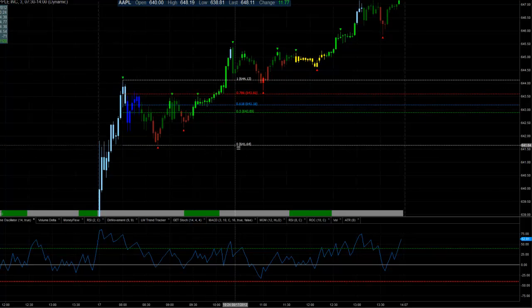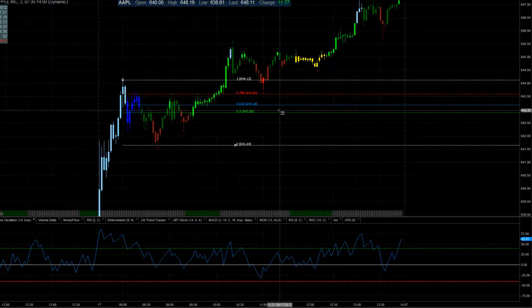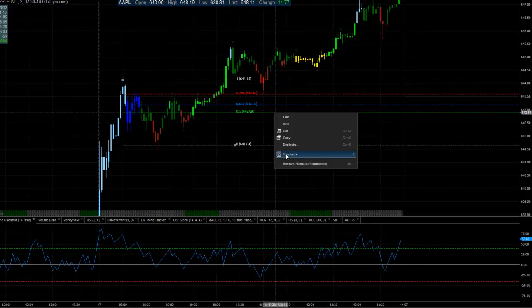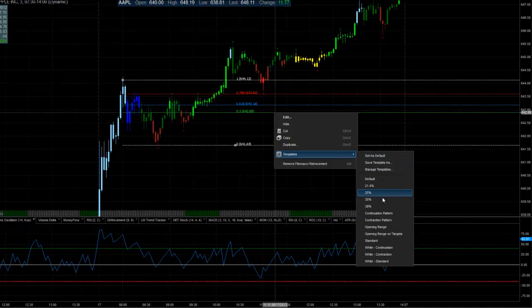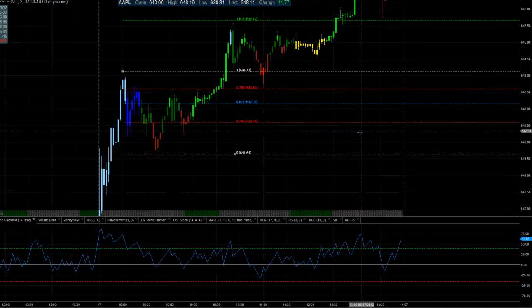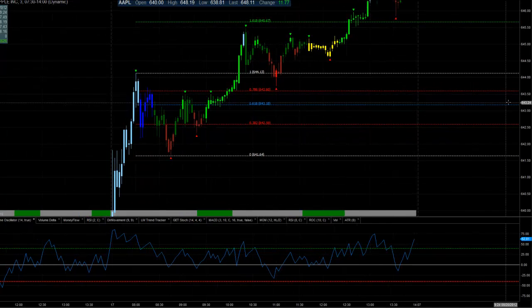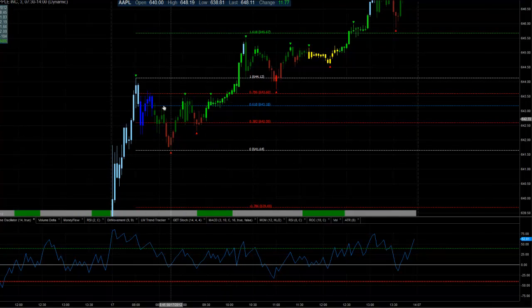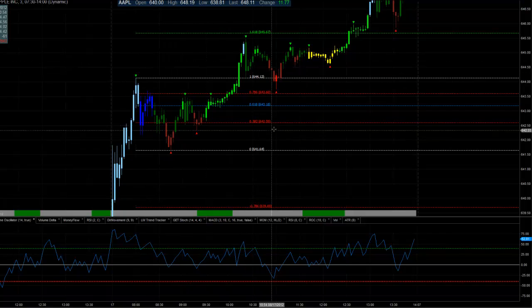And I use these pivots to do contraction patterns and continuation patterns. So we go from high to low, and this is a continuation pattern. That's not really what I'm trying to do here in terms of teaching patterns. I'm just trying to show you why I use these dots, because you can see the swing highs and swing lows very easily, and you can anchor on them and go from there.